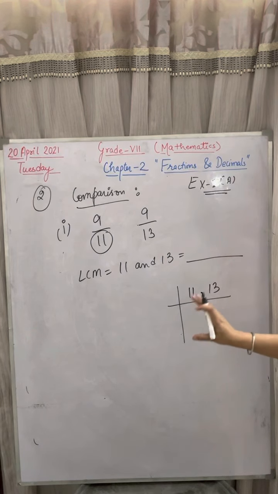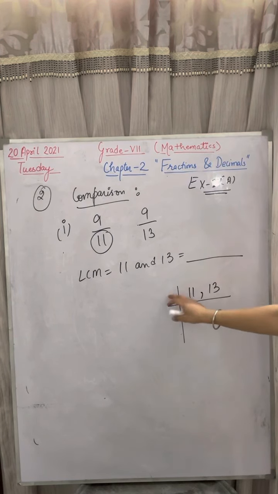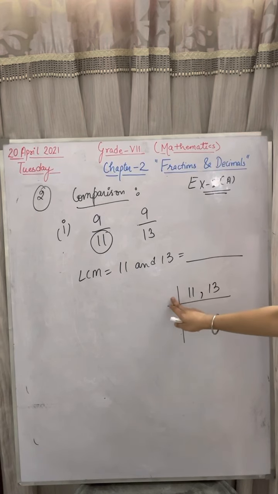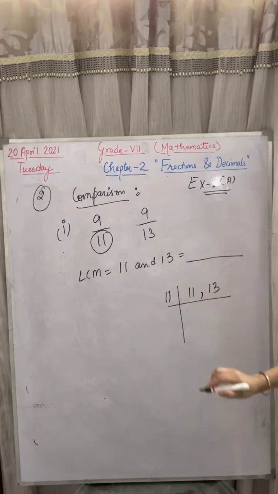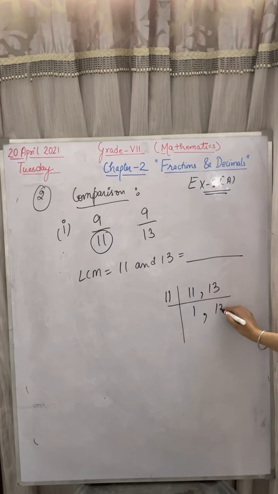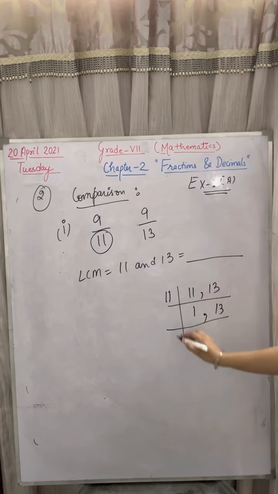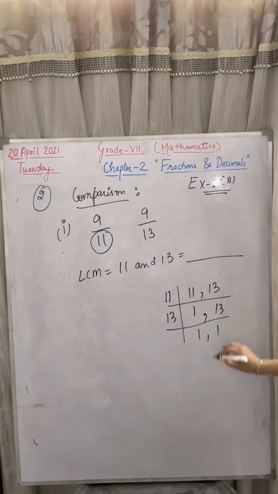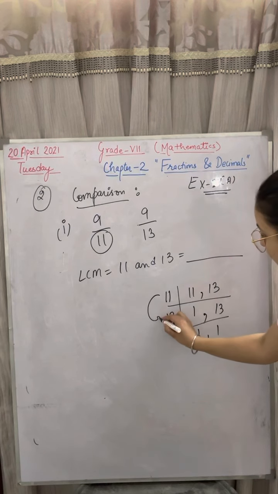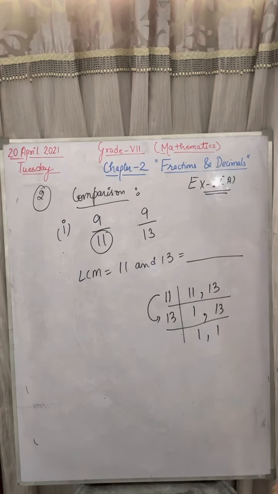Whenever we are finding the LCM, we start with the smaller prime number. Are they going in the table of 2? No. 3? No. 5? No. 7? No. 11? Yes. I'll start with 11. 11 ones are 11 and 13 will be as it is. Next prime number 13, 1 into 1. So your LCM will be 11 into 13, which is equal to 143.